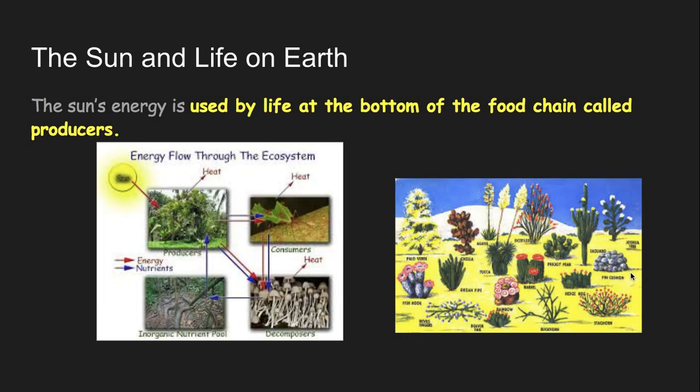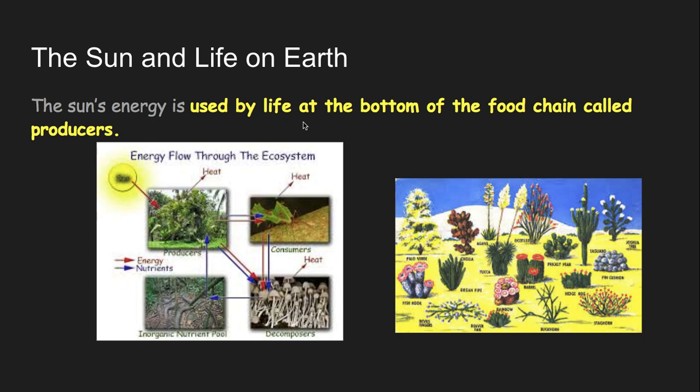All right, so the sun heats us up. It keeps us nice and warm. That's cool. That's great. But more importantly, or maybe just as importantly, the sun makes life possible because it gives life energy. So the sun's energy is used by life at the bottom of the food chain.